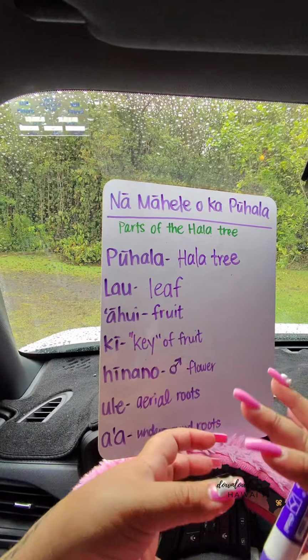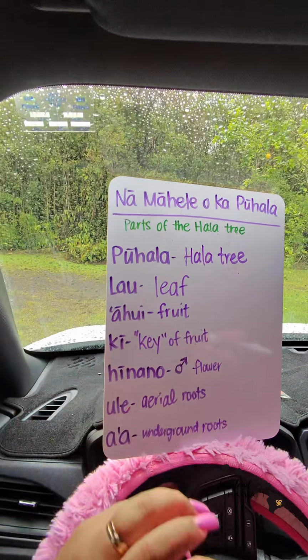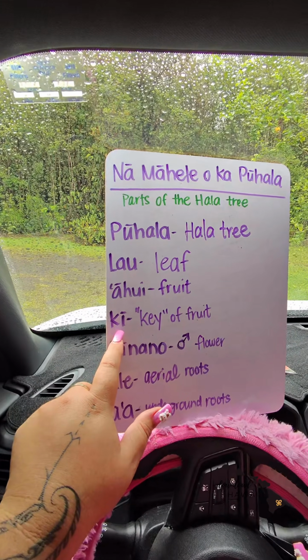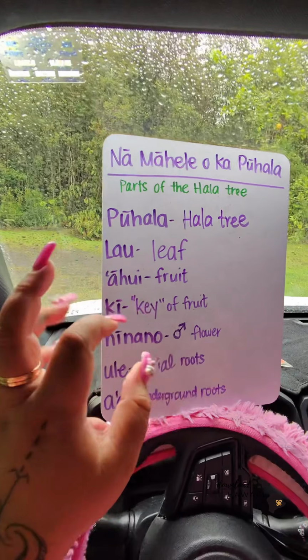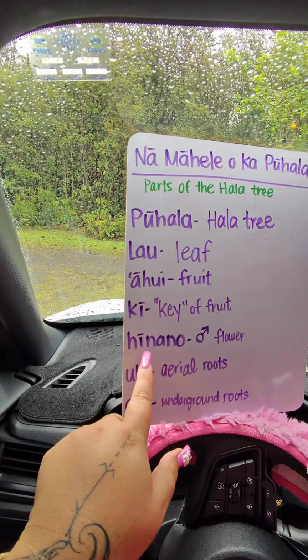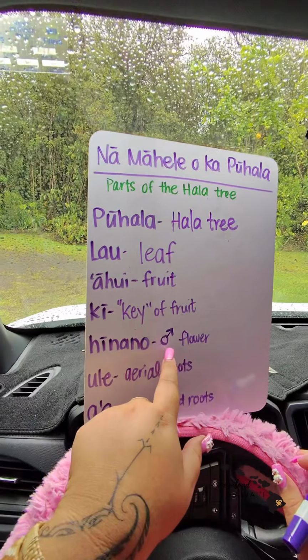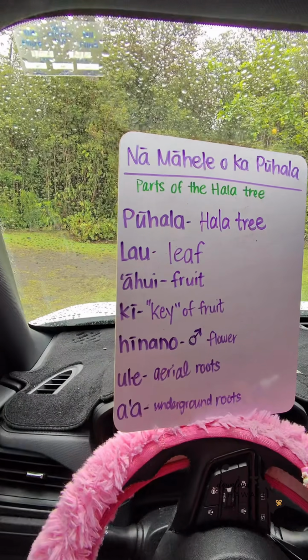And then when you see the fruit, you can disconnect it into these little pieces, and they're called key hala. I don't know what the English is, I think it's just like keys, they call it. And then hinano is the flower, which is a male flower on the hala tree.